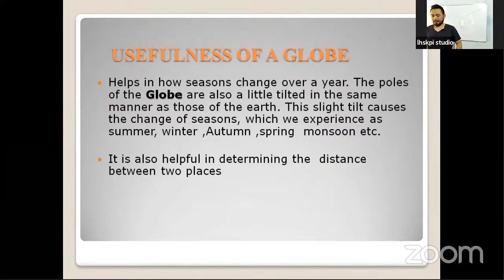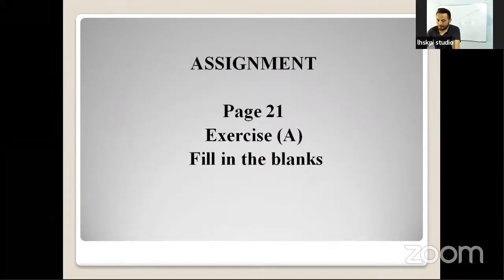Thank you. And I would like to give you some assignment. Page 21, exercise A, fill in the blanks. Please do this at home and submit it by next week. Thank you.